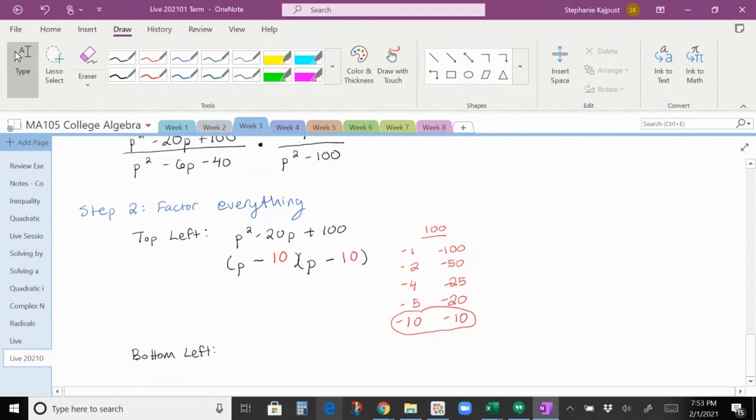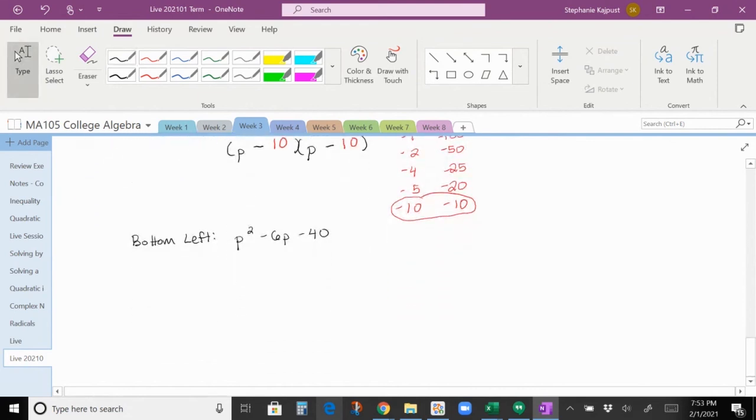So the bottom left is p squared minus 6p minus 40. This is another one where I would use guess and check, because we do not have a number in front of the p squared. So we've got my p's in there. I'm multiplying to a negative, but adding to a negative, so I'm going to have opposite signs. So I know that one of them is going to be plus and one of them is going to be minus here.